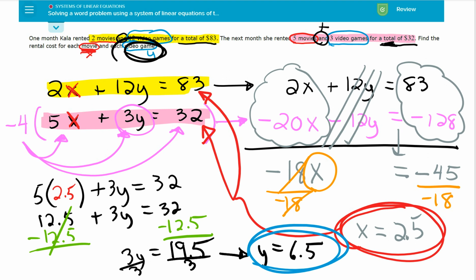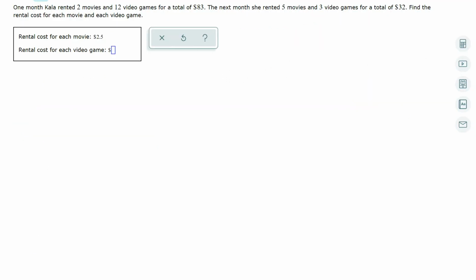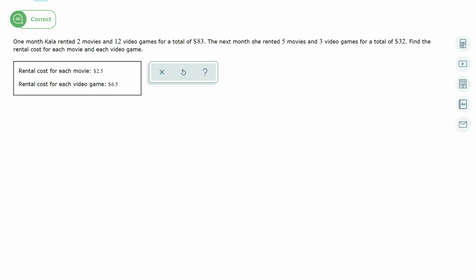So my video games are going to be $6.50. So let me just go back here real quick and type in 6.5 and hit check. And it should be right. And there you go. All right, hope that helps you.